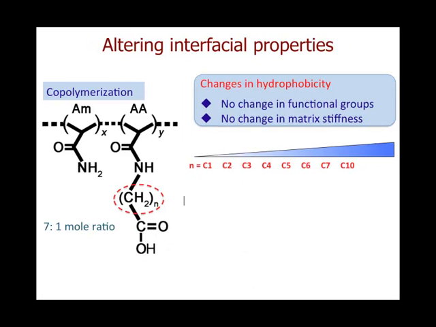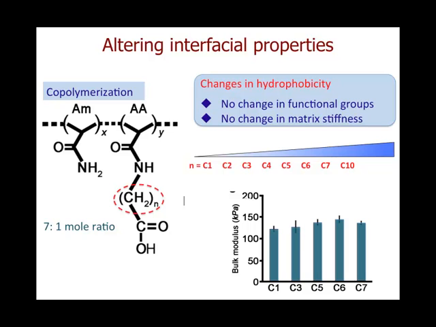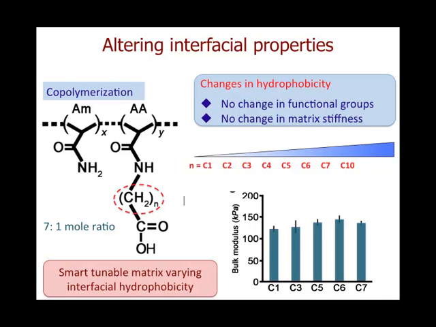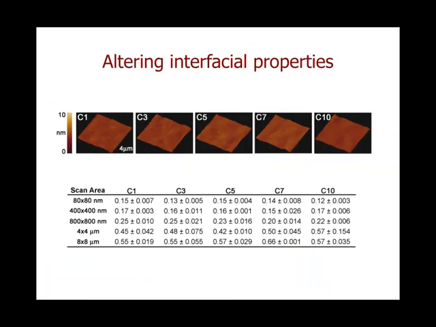In all these cases you have the OH group, so we are keeping the functional group the same, and the matrix rigidity is pretty much the same, so we are not making any difference in the bulk rigidity. So we have a tunable matrix with varying interfacial hydrophobicity or hydrophilicity. We looked at the topography, and the surface roughness is minimal, so it is a very smooth surface, and the surface roughness has nothing to do with the cells.